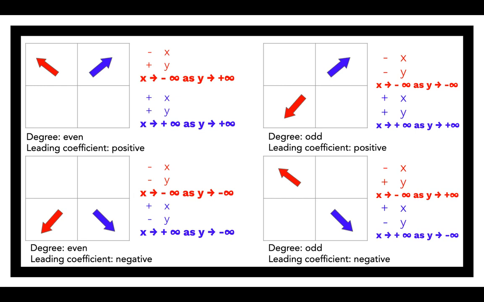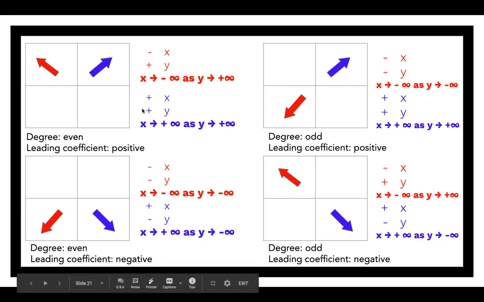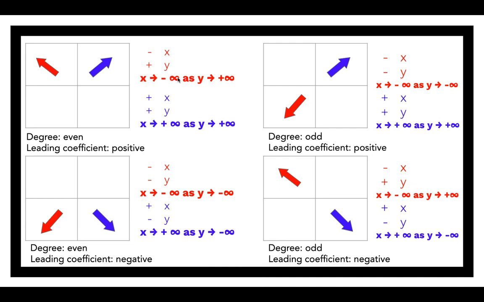This would be a really good table to keep in your notes. This non-bolded x, y part is just in terms of the quadrant. All you need is this bolded part. As x goes to negative infinity, y goes to positive. X goes to positive infinity as y goes to positive infinity. And then I would include the degree and leading coefficient information as well as drawing this table out.